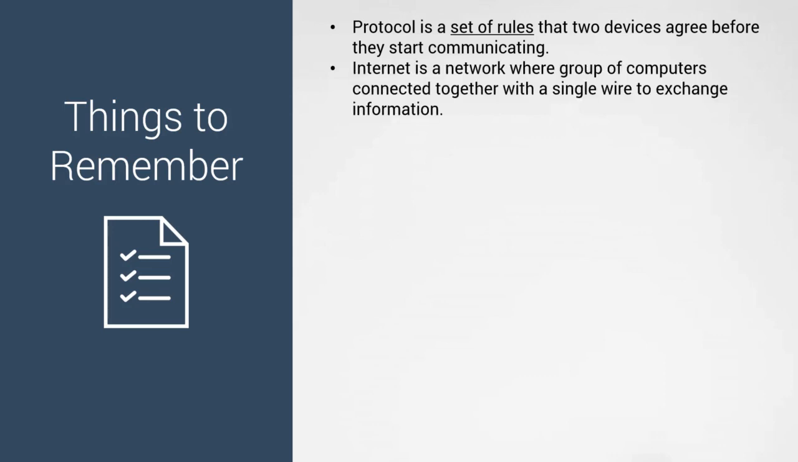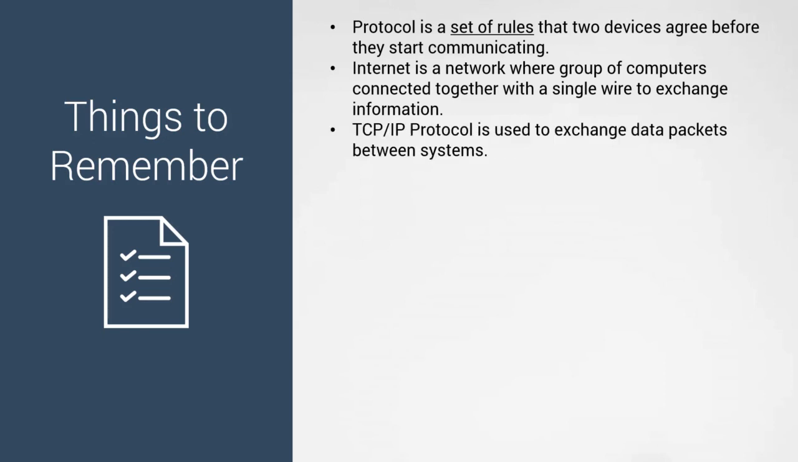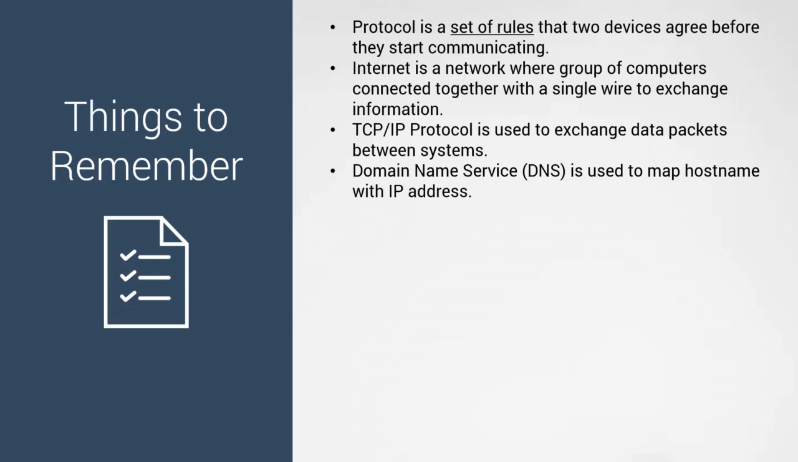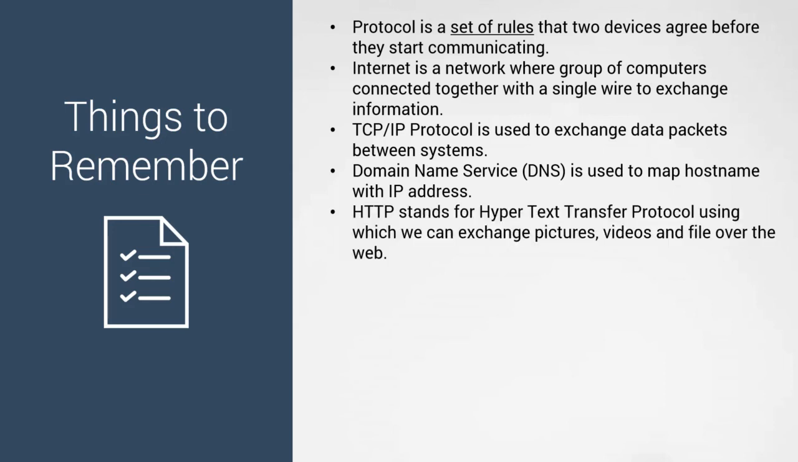Then we understood what is internet. Well, internet is a network where a group of computers are connected together with a single wire to exchange information. Then we talked about the TCP/IP protocol. TCP/IP protocol is used to exchange data packets between systems. Then we talked about domain name service. Well, domain name service is used to map host names with IP addresses. Then we talked about HTTP. Well, HTTP stands for Hypertext Transfer Protocol, using which we can exchange pictures, videos, and files over the web, and this kind of data is called hypertext.